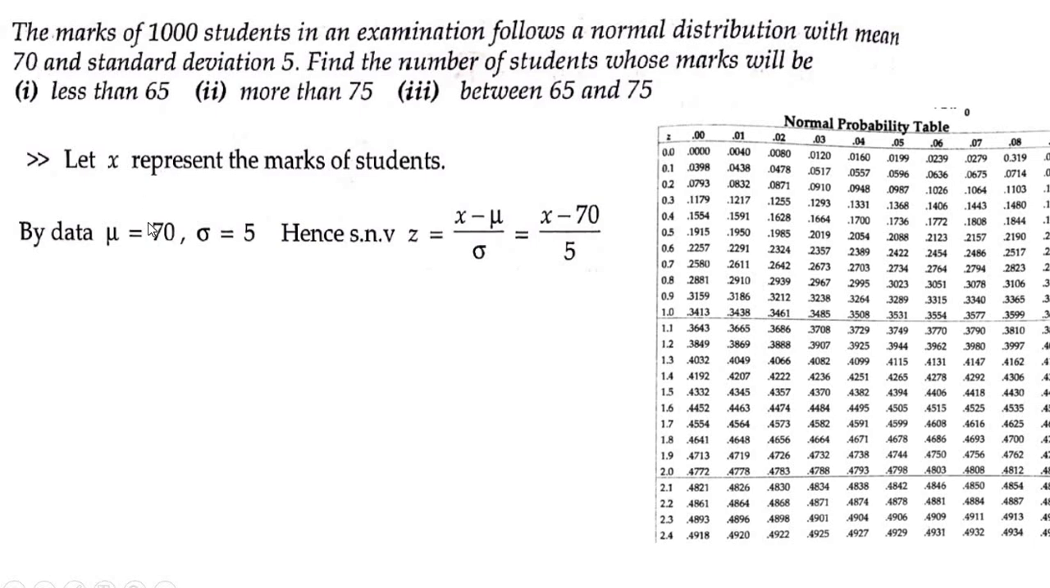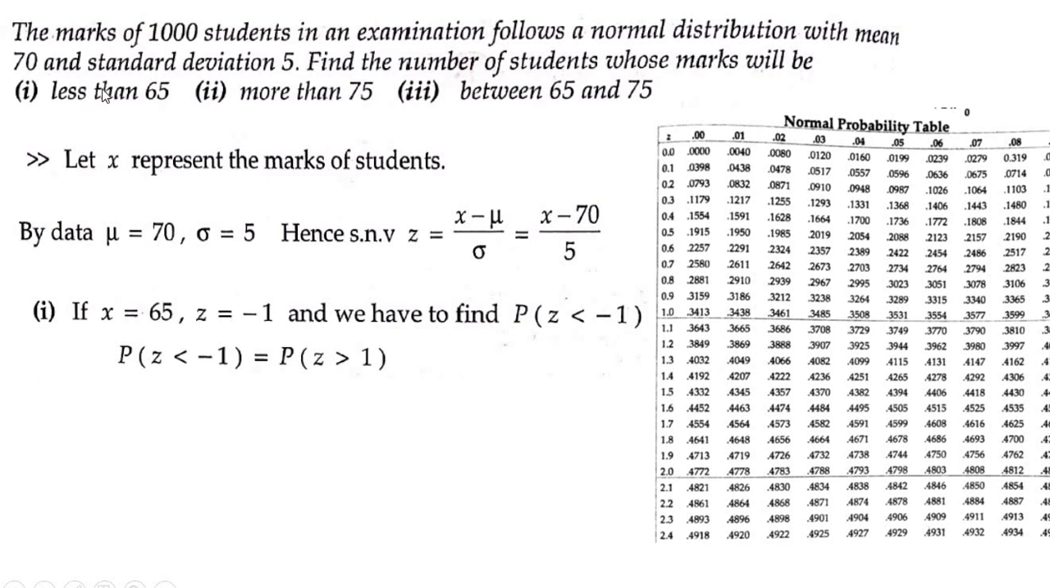Mean mu is equal to 70 and the standard deviation has been given. Standard deviation is denoted by sigma, so sigma is equal to 5. Write the standard normal formula: Z is equal to (x minus mu) divided by sigma. Mu is 70 and sigma is equal to 5.